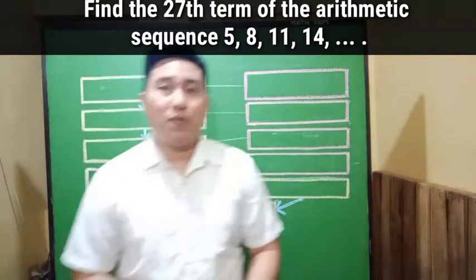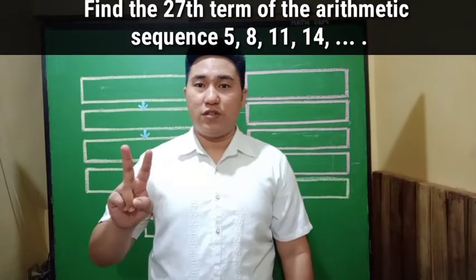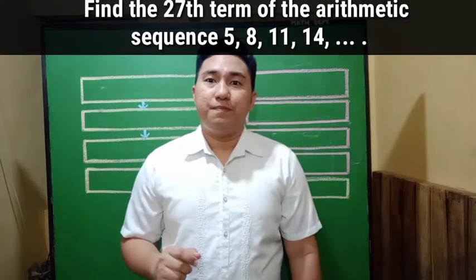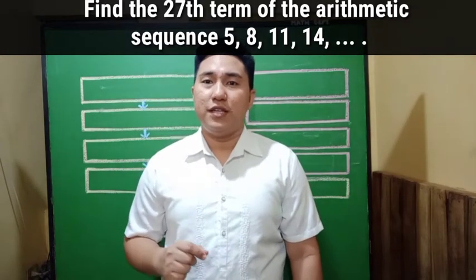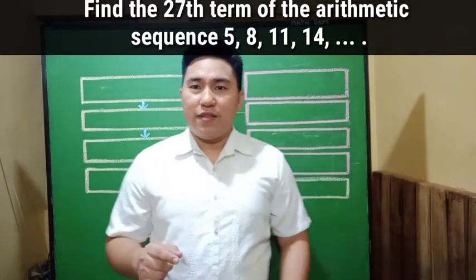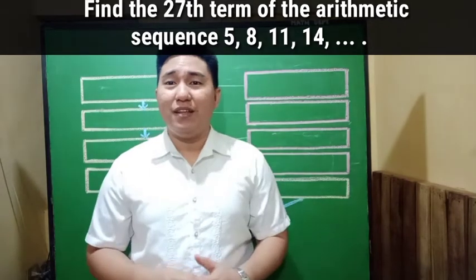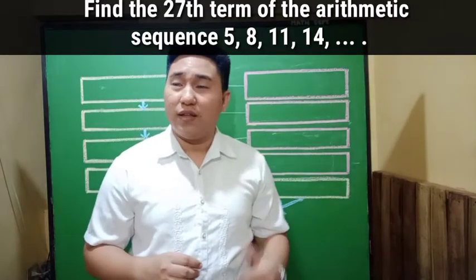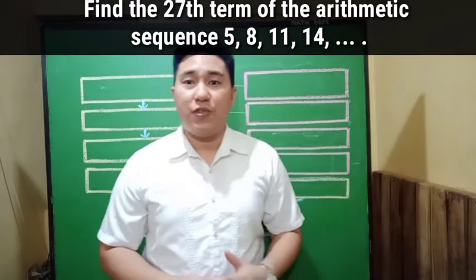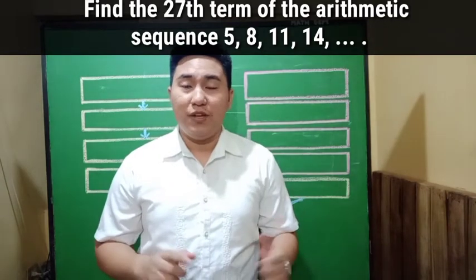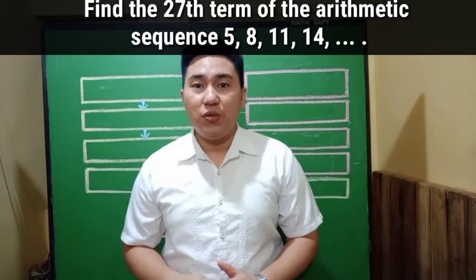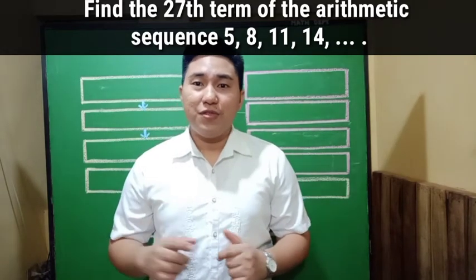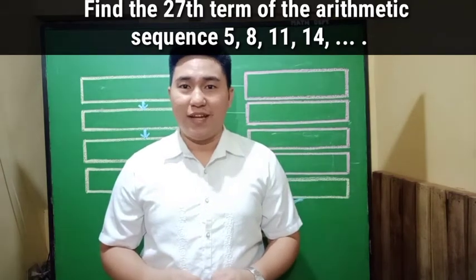So in solving this problem, we have two options. The first one: since we already know the constant or the common difference, and it says in the definition that to get the next term, we will simply add the constant, here we will continuously add the constant until we arrive at the 27th term. But it takes time. So here, I'll be introducing to you another method on how to get the nth term of an arithmetic sequence. Okay?